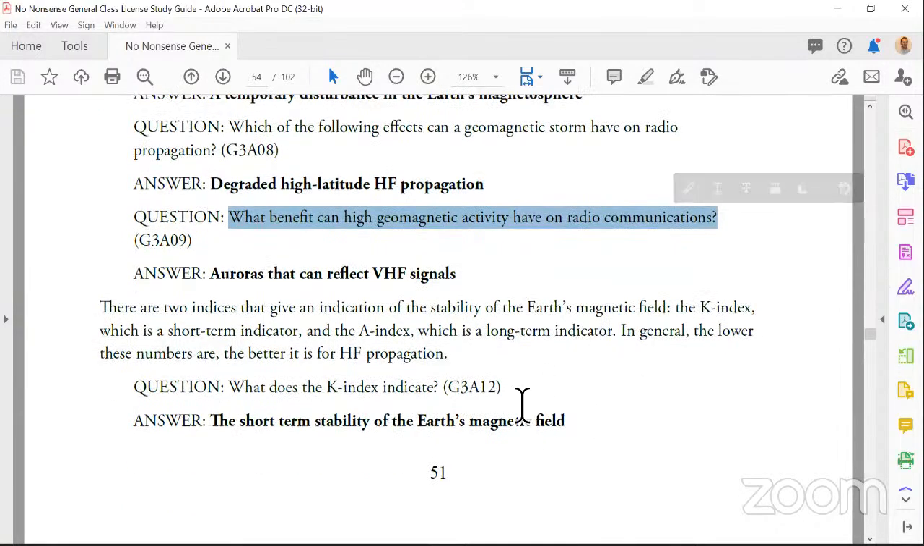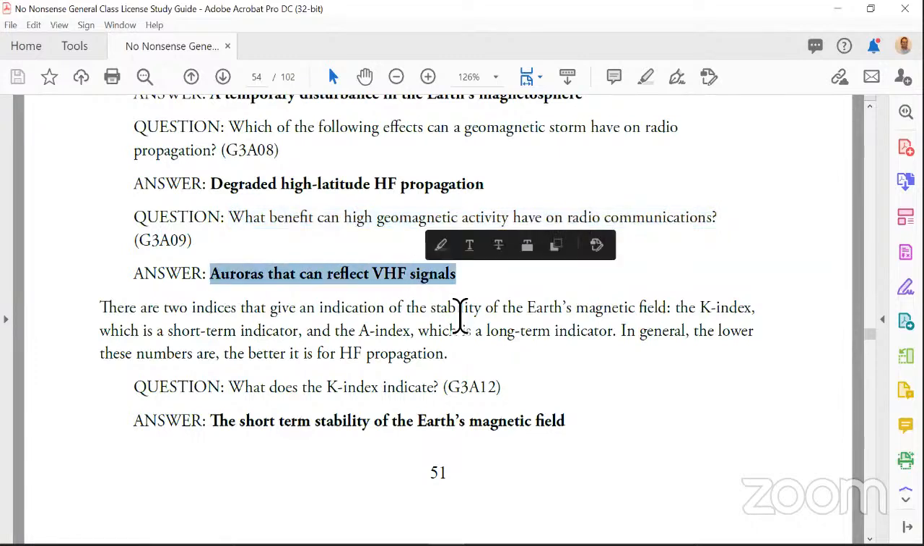Next up, what benefit can high geomagnetic activity have on radio communications? So while we said in the previous question that such activity can degrade high latitude HF propagation, guess what? You can have a benefit, and that's what they're asking us about. Remember that slide? We said there's a benefit when you have those geomagnetic storms. We said auroras form, and those can reflect VHF signals.